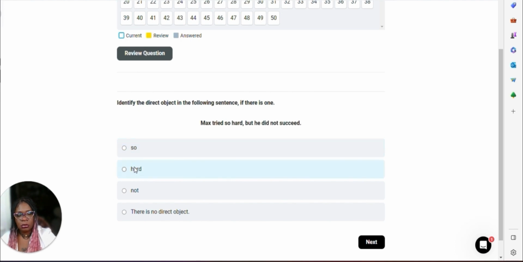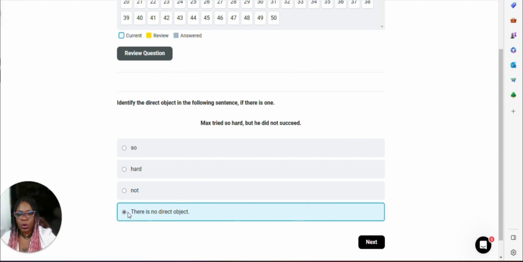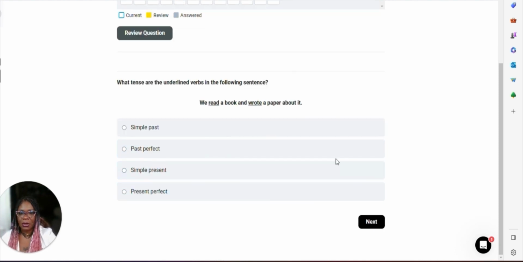Is it so? Is it hard? Is it not? Or is it there is no direct object, right? That could also be the case. Well, guys, in this case, the answer is going to be the last one on the list, which is there is no direct object, right? And that's because neither the verb tried or the verb succeed has a direct object. So and hard are adverbs, right? So there's no direct object in this sentence. So we're going to move on to the next one, right?